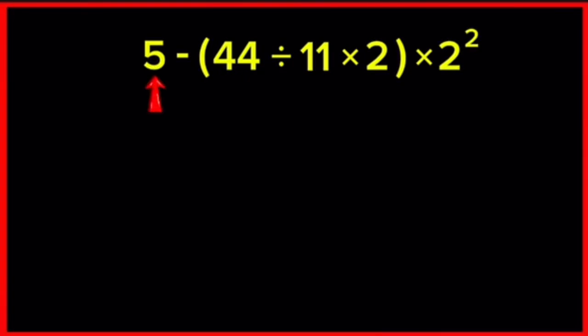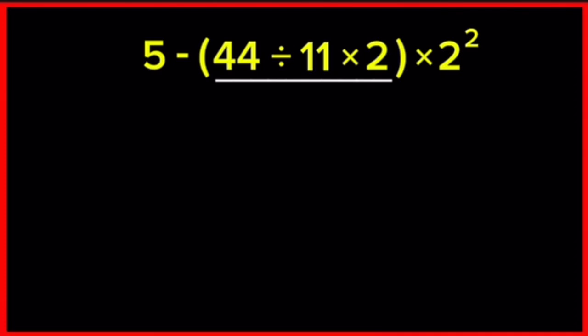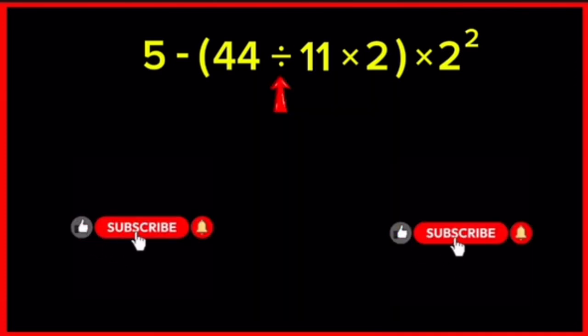If we have the expression 5 minus (44 divided by 11 multiplied by 2) multiplied by 2 squared, then what is the correct answer to this question? A lot of people, when attempting to solve this expression, immediately focus on the operations inside the parentheses. They begin with a division between 44 and 11.